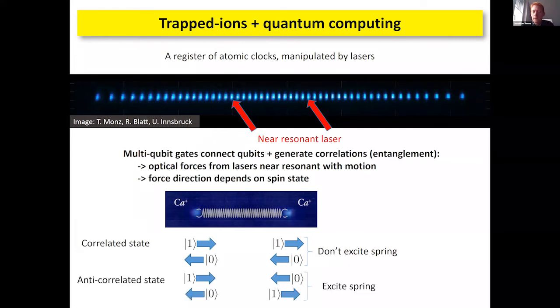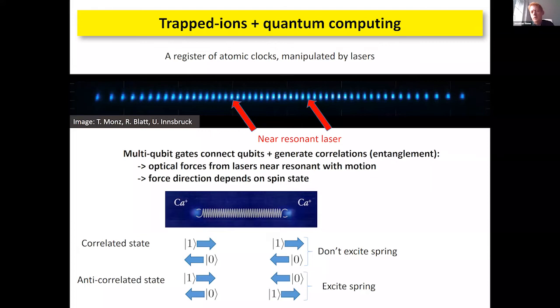But if they're in different states, then the forces on these two ions will be in opposite directions because each state has an opposite direction of force. And so either if they're 1 or 0, or if they're 0 or 1, you will excite this springy motion. And if you're near to resonant with that motion, you'll get oscillations and you'll get excitation.